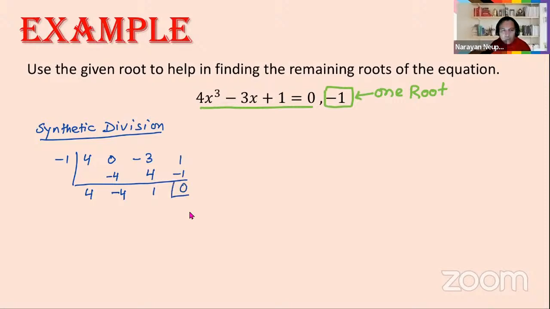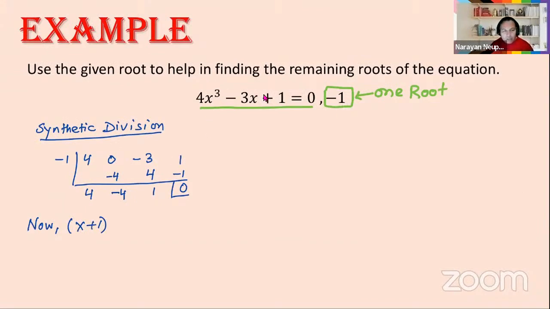We must get a 0 because -1 is the root of the equation. That's why when you divide, we get that. So this one will help you to write this polynomial equation in factored form. Now what you'll see here is, because -1 is the root, the factor will be x plus 1. Sorry about that. Okay, x plus 1.